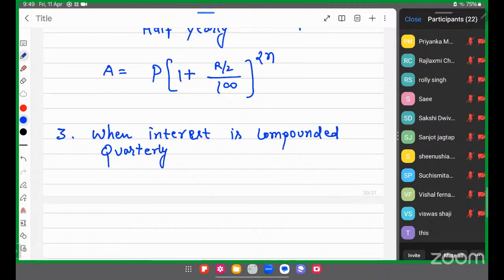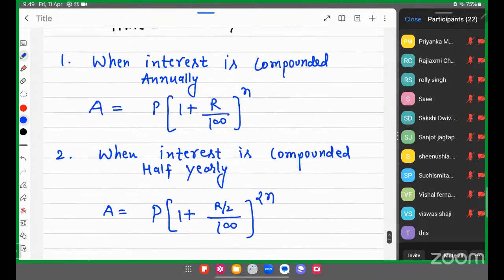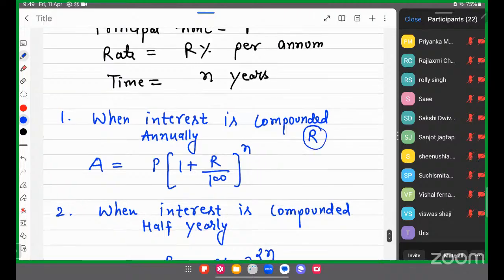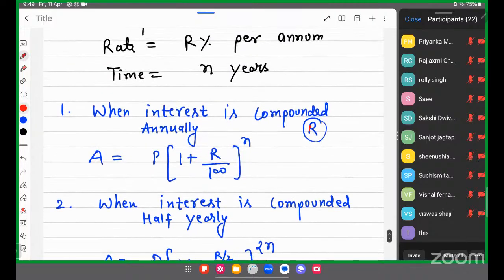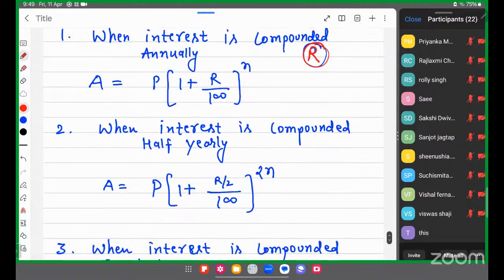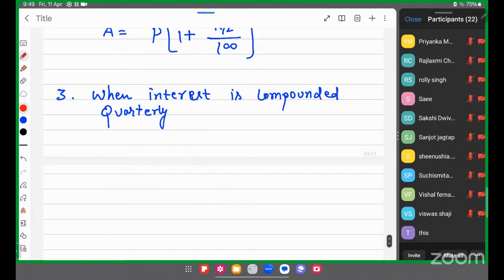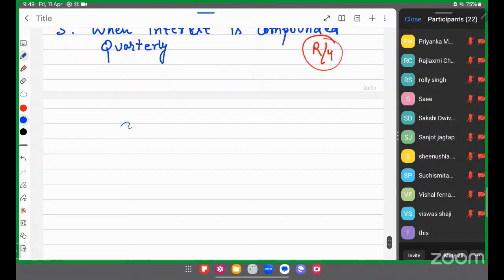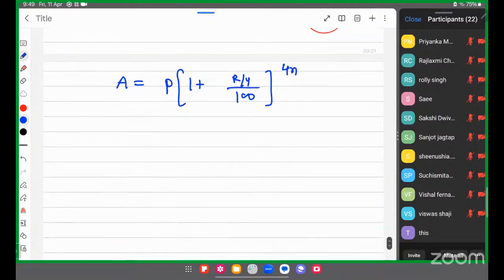Third one is when interest is compounded quarterly. So in that case rate will be, listen, for the annually we have R, right? For the annually we have R. Half yearly means we are converting the time period into two half parts, so interest will be R by 2. Quarterly means 4 equal parts. Interest will be R by 4. Remaining arrangement will be same. So this will be A is equals to P times 1 plus R by 4 divided by 100, and it will be raised to power 4n. Yes? Any doubt?